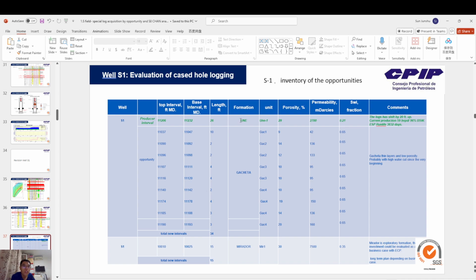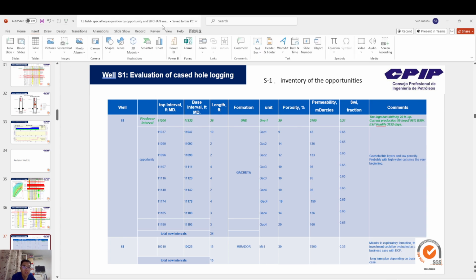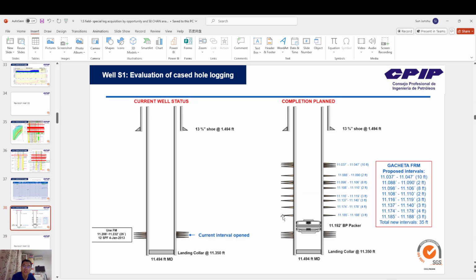Currently producing from Wuni with around 57 barrels per day and BSW 96%. Opportunities in the Gajita, totally 34 feet. Gajita thin layers and low porosity, probably with high water cut since the very beginning. Mirador is an exploratory formation in the long-term plan depending on the business case.